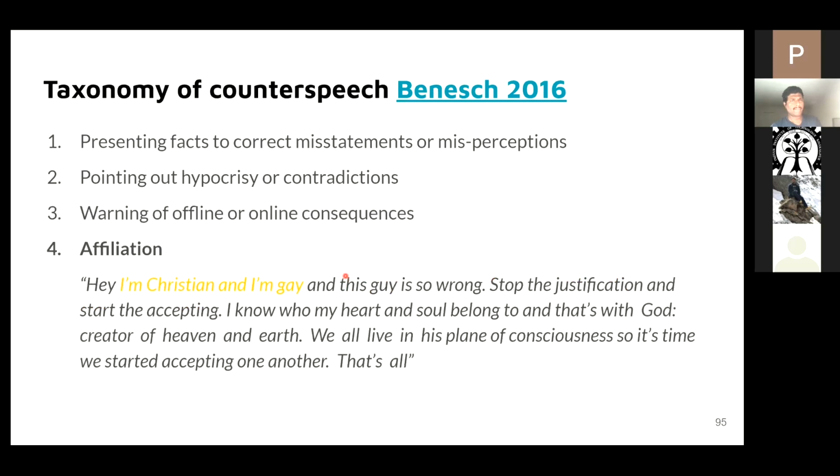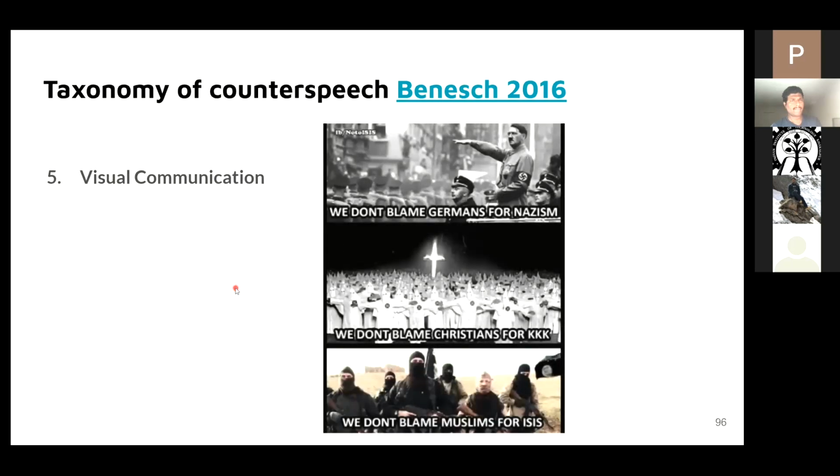Next is the affiliation strategy, in which the counter speaker tries to affiliate with either the community of the hate speaker or the community that is being affected. In the example that I've shown, the counter speaker has affiliated with both communities and tried to use a positive tone in some sense to deter the hate. Next, another popular form is visual communication, where people usually use images to counter hate speech.